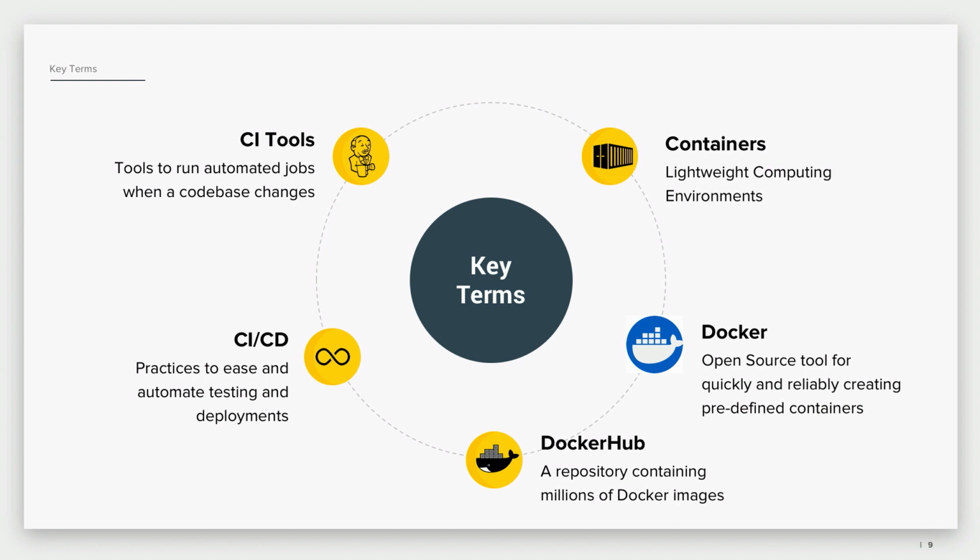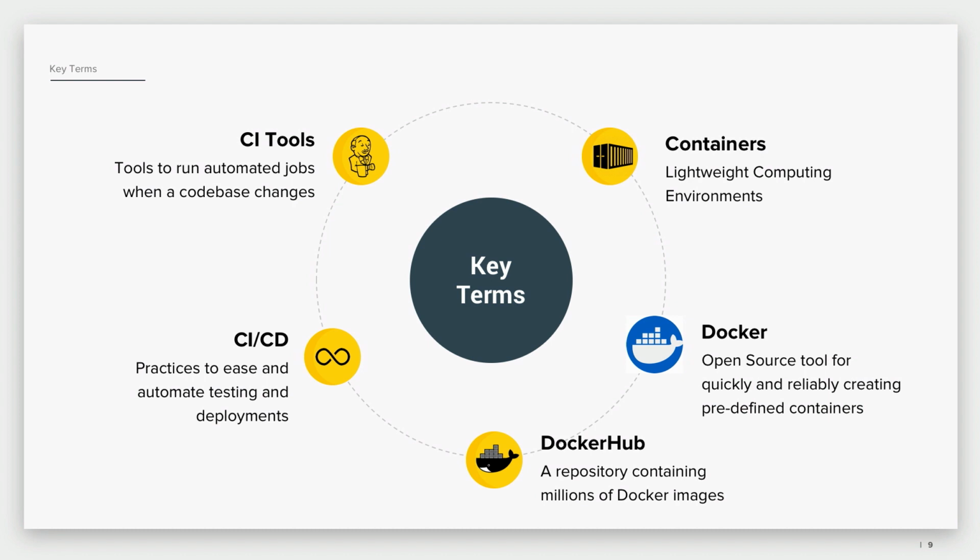Dockerhub. Do you guys know GitHub? You know Git? So Dockerhub is like GitHub. It's a repository containing millions of Docker images. So it's a place where you can go and find Docker images, similar to the way you can use GitHub to find Git repos.